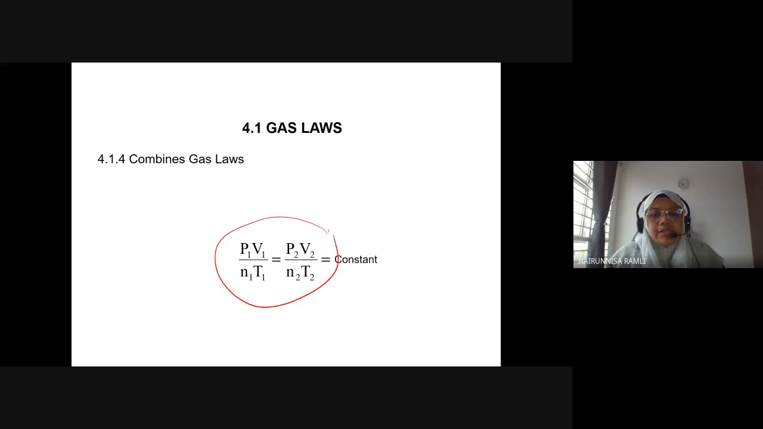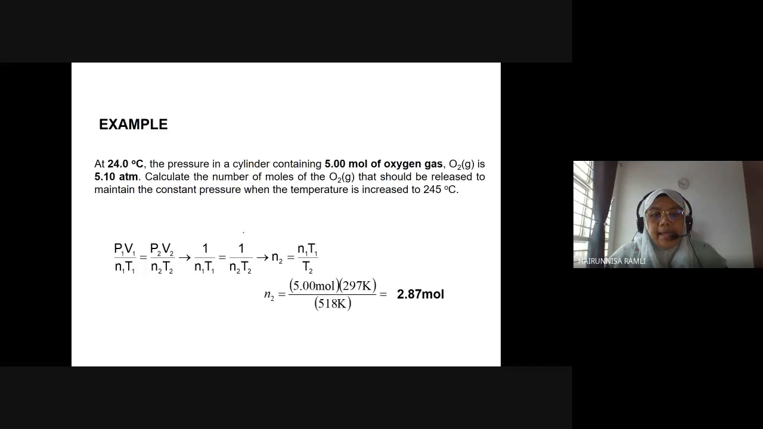Let's say you ada dua condition yang berbeza, final dan initial, you boleh buat macam ni eh. P1 V1 over N1 T1 equals to P2 V2 over N2 T2. Okay, sekejap eh.